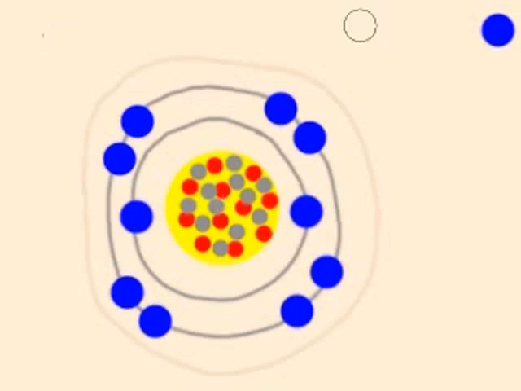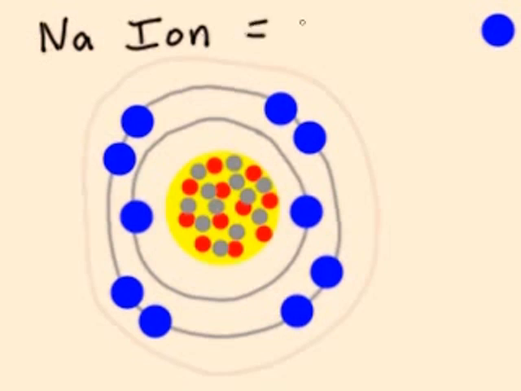And so we call such a structure an ion. Actually, I want to put it on its own layer. And so we call this an ion, or the sodium ion. And the sodium ion can be written as Na plus, sodium with a positive charge.